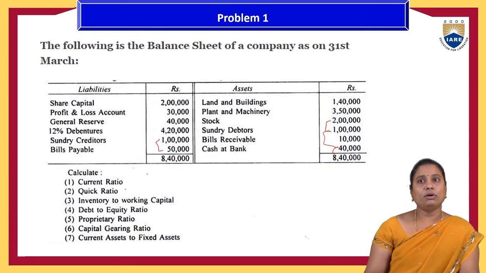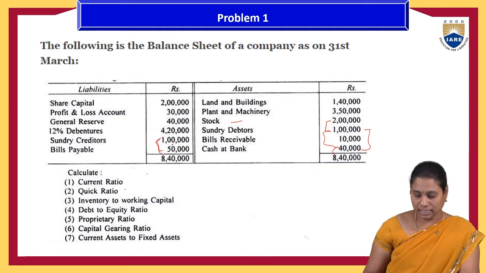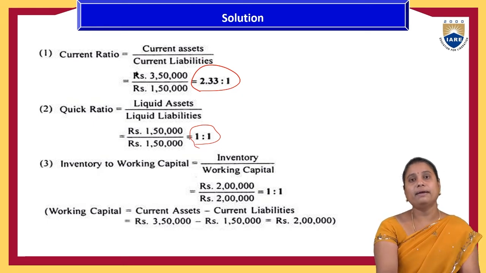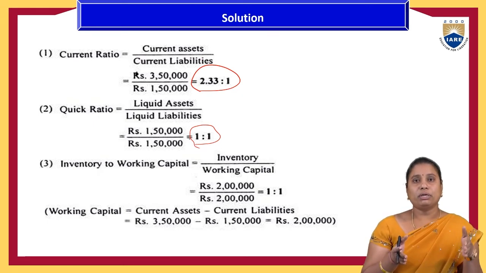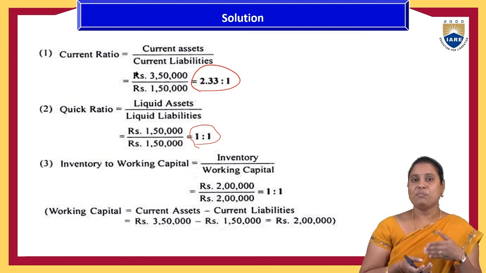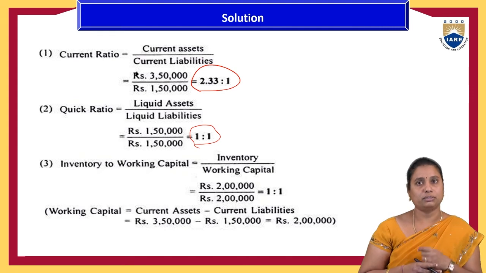So here in the given problem, except the stock of 2 lakhs, the remaining will be called as the liquid assets, that is 1 lakh 50,000 divided by the 1 lakh 50,000 liquid liabilities, so that it is giving the total of 1:1. That is a standard ratio. It is met, so that the equivalent worth of the current liquid assets are there for the liquid liabilities. So the organization is in a good and standard position to meet its liquidity obligations.